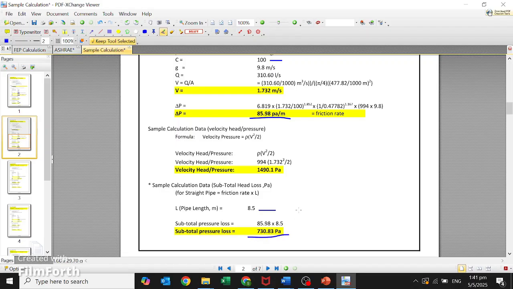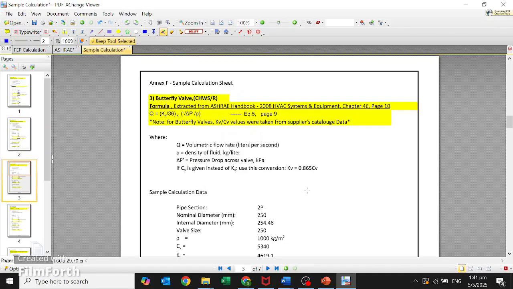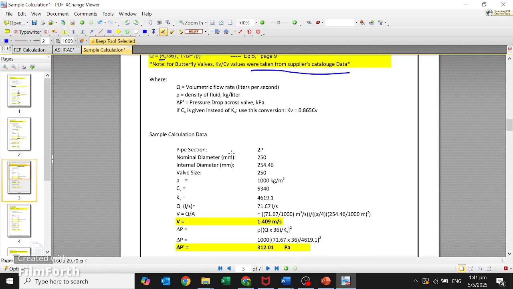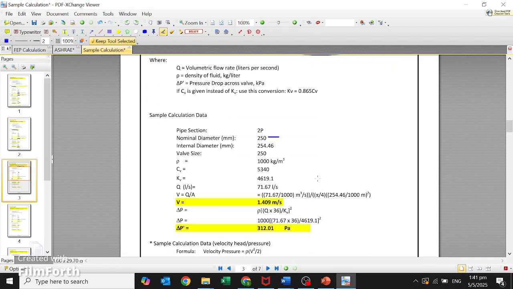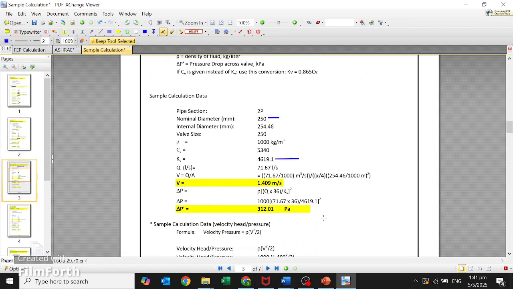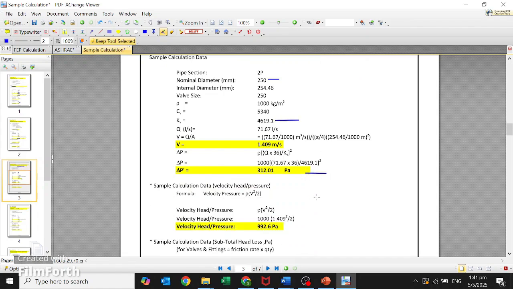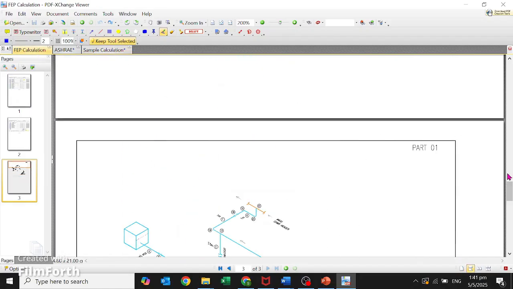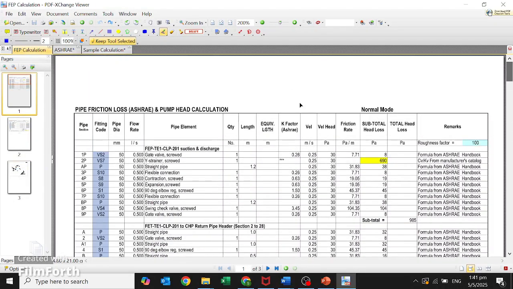730.83 pascals. Butterfly valve. The K value for the butterfly valve is taken from the supplier catalog. For the valve size mentioned below, the supplier K value gives a pressure loss of 312 pascals. Another example, FEP pipe. Pipe size 50 mm. Flow rate 0.500 liters per second.